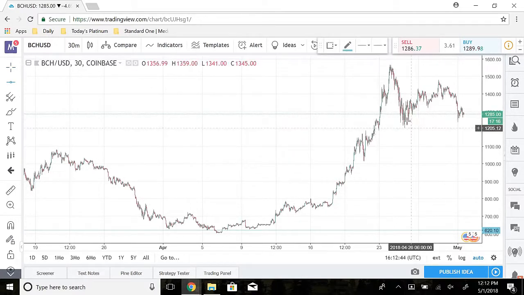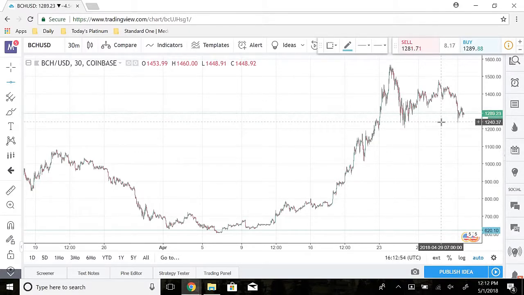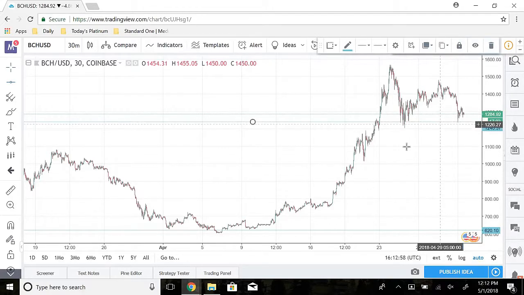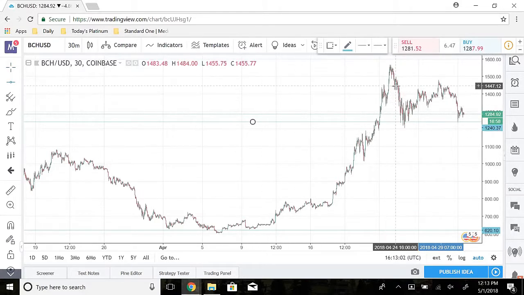So as you can see, a bunch of points touch. We have a resistance here and then supports here. So that is a great sign, showing that old supports become new resistances and vice versa. So we want to draw this line right here, and we're also going to draw a resistance.